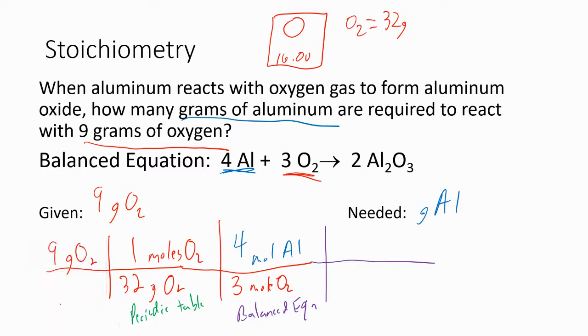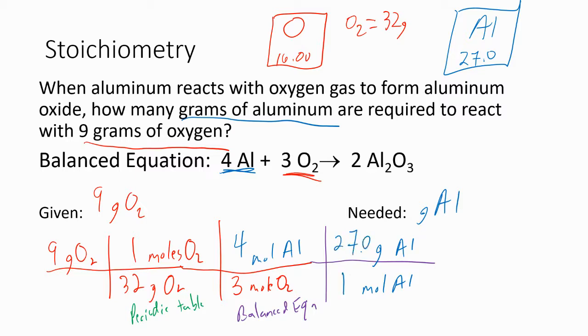And if we're going to do that, we are going to need grams to moles, the periodic table. So we're going to go to the periodic table, and aluminum is going to be 27.0 grams in 1 mole. And there you have it. So when you multiply 9 times 1 times 4 times 27 and divide it by 32 and divide it by 3, you're going to get 10.1 grams of aluminum.